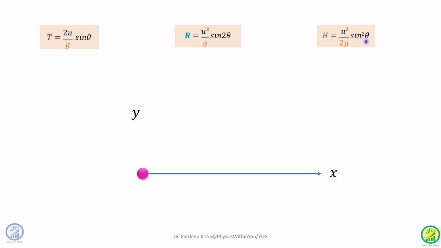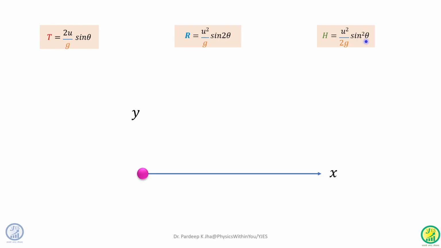While the sine part cannot be concluded on the basis of dimension, you will remember it like this: sine theta, sine 2 theta, and sine square theta. These are the terms that you have to recall again and again.